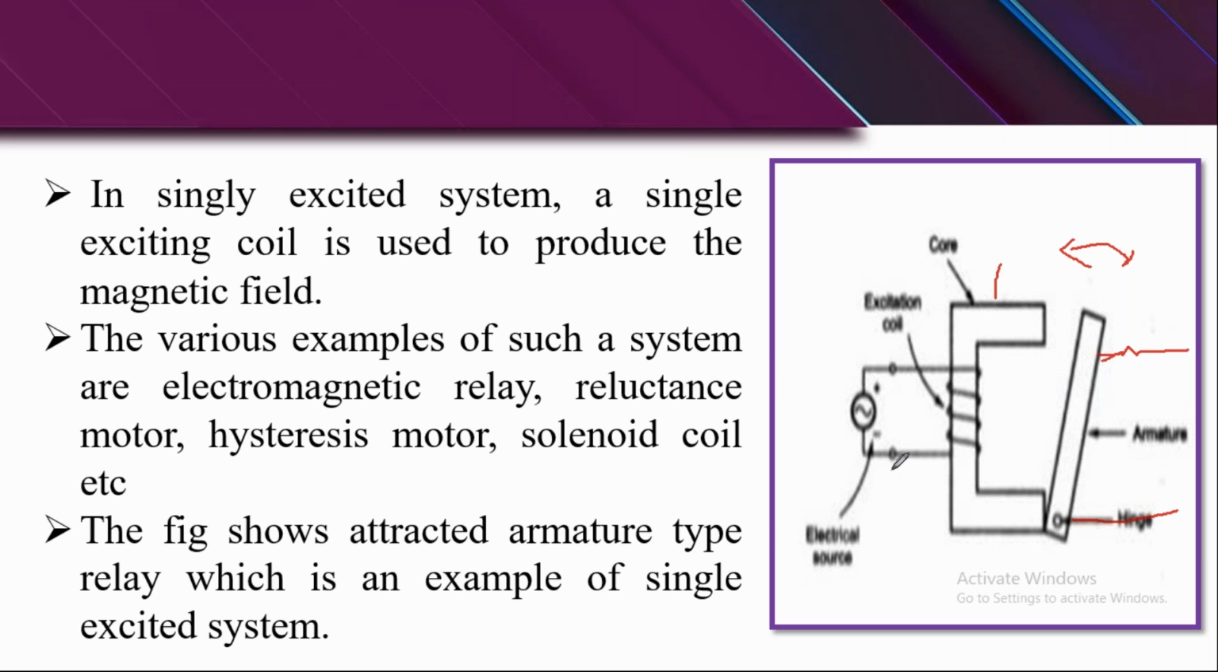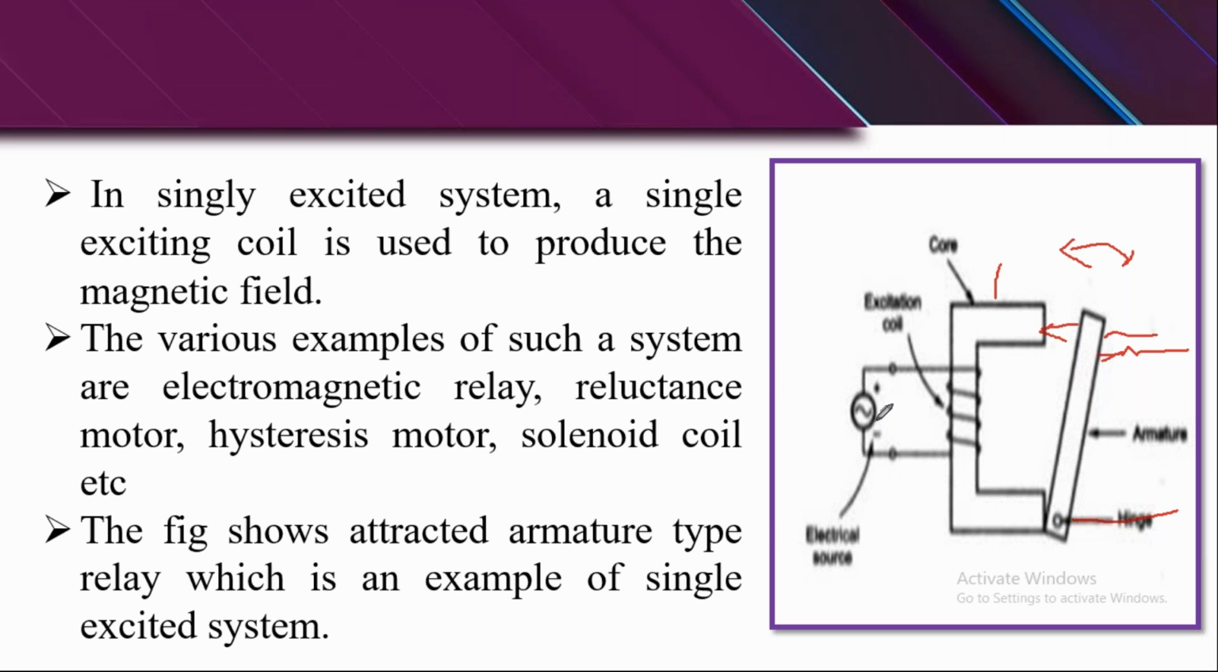See, when the energy is given to this coil, here we are placing n number of turns of coil on the magnetic core. When we apply the source here, this coil carries the current. Due to the current, this core will be energized and it will produce flux. When the flux is produced in this core, it acts as a magnet. Then the armature should be attracted here, like this.